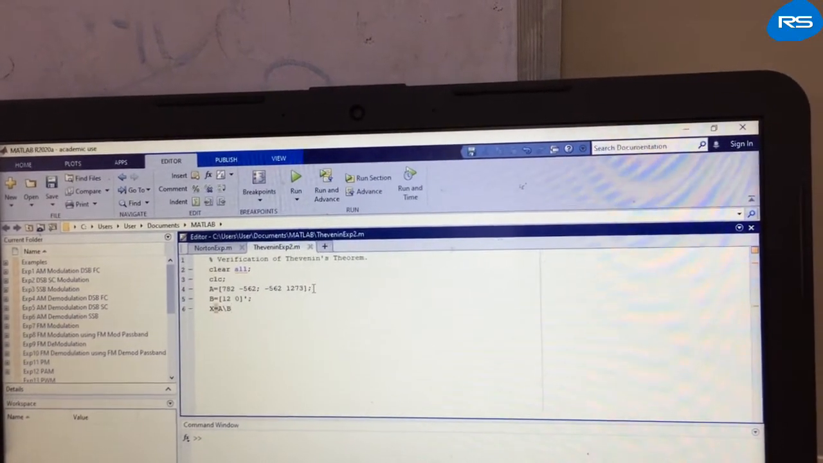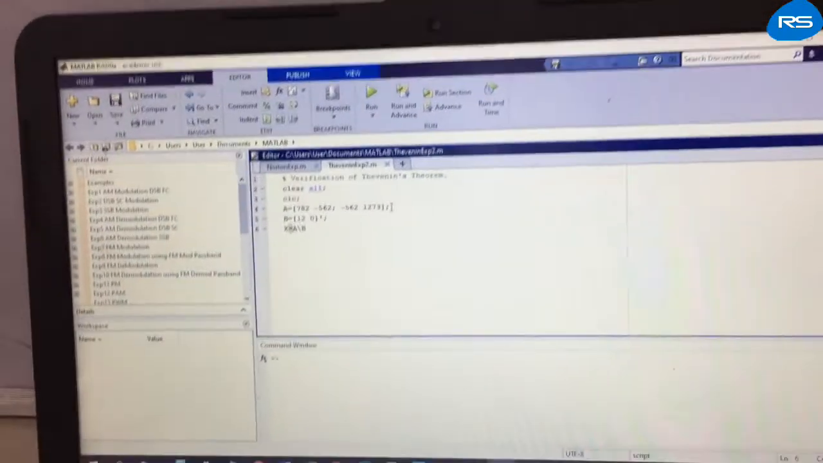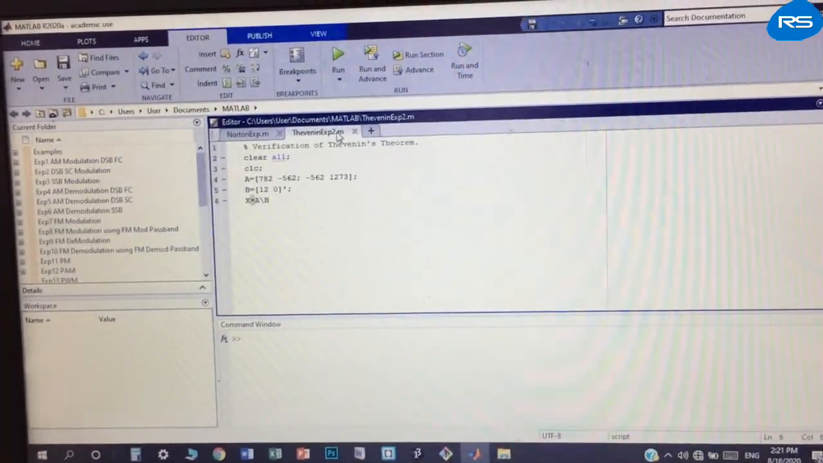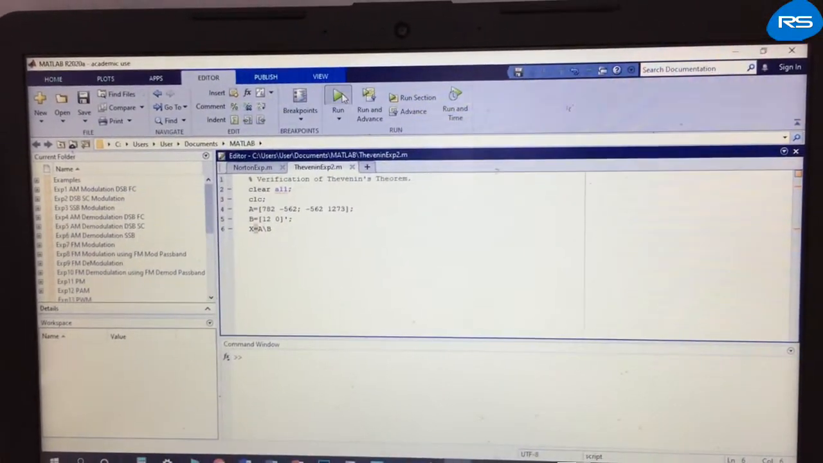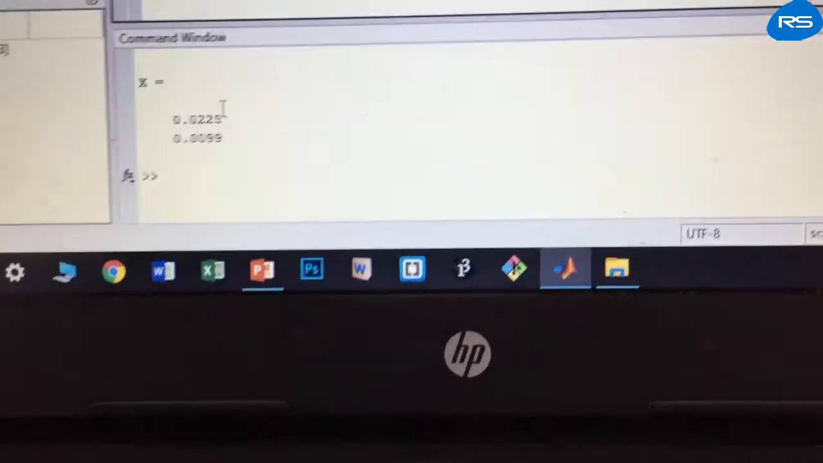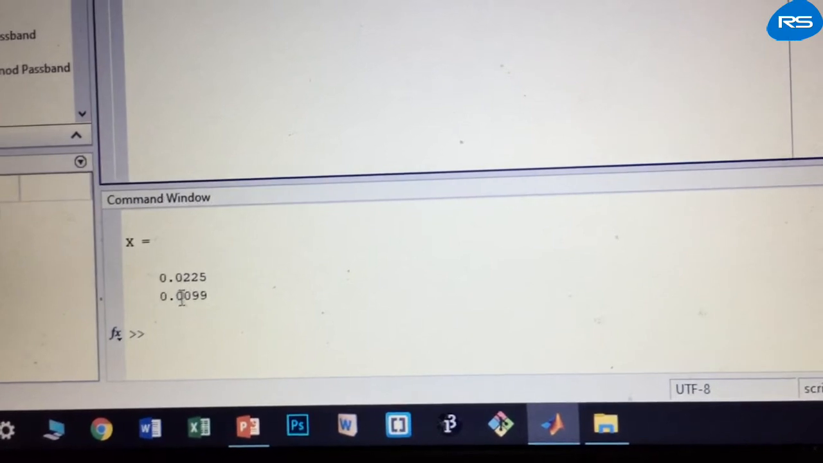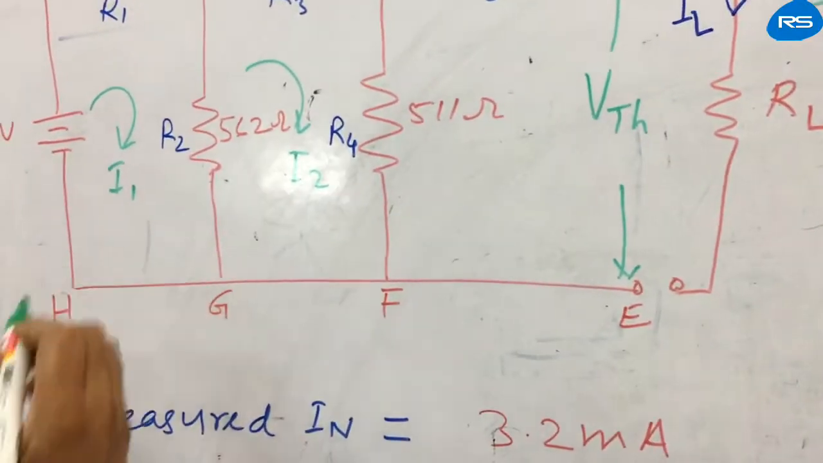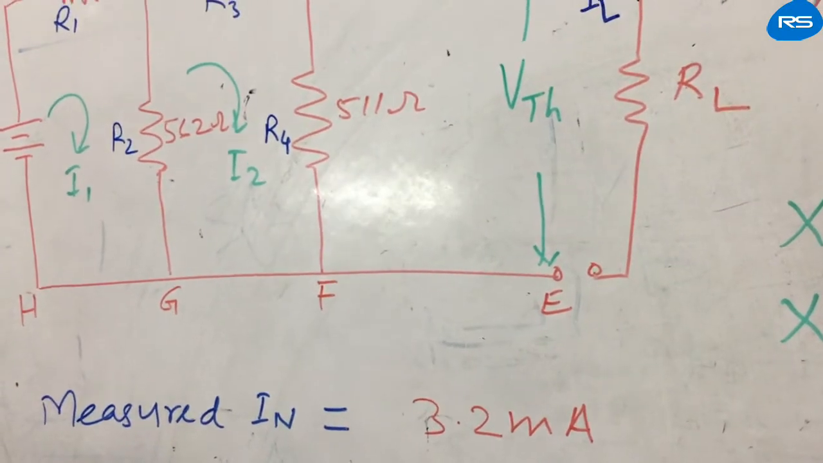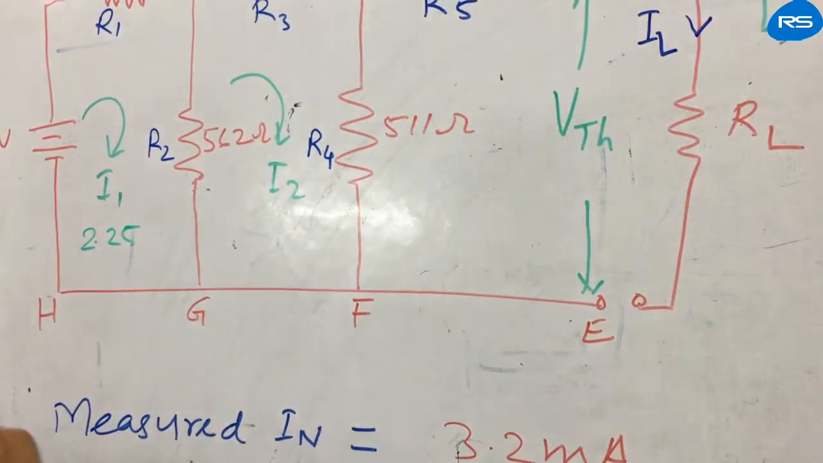So we'll save this by pressing Ctrl S, or you can go into the file menu and save it by giving some name, Thevenin experiment number 2. Now we are in the position of running this program. We'll run this and we will have the values of I1 and I2 as 0.0225 and 0.0099. So I1 and I2 have been found equal to I1 equal to 2.25.